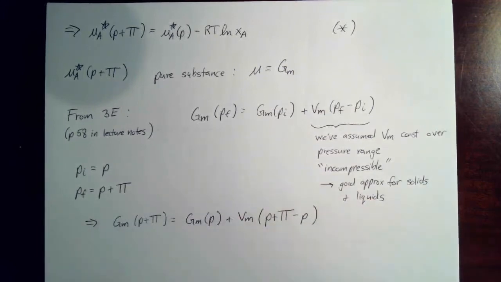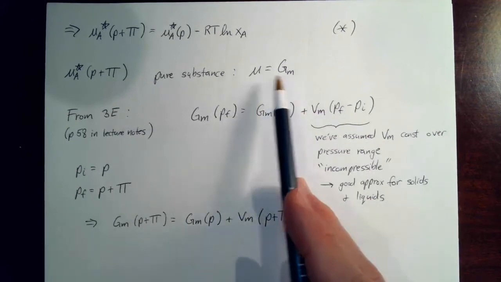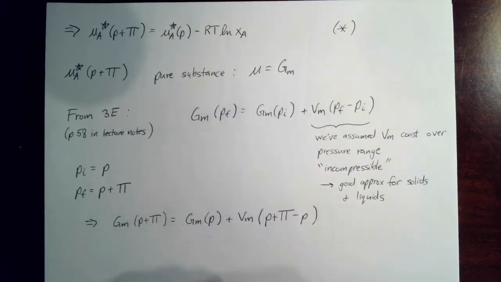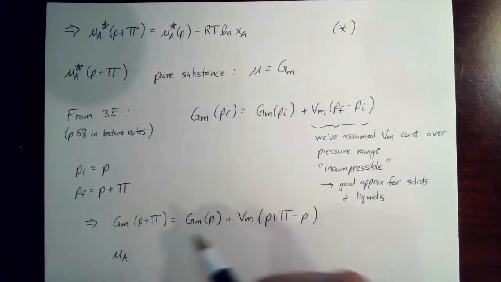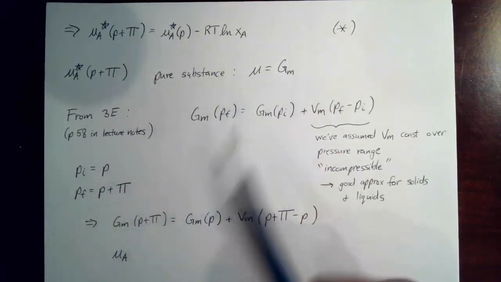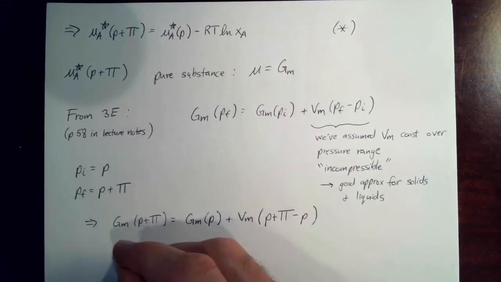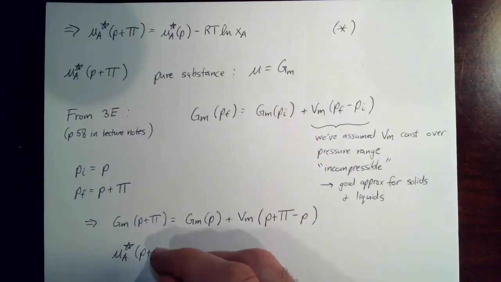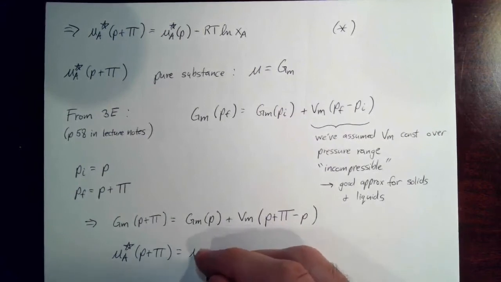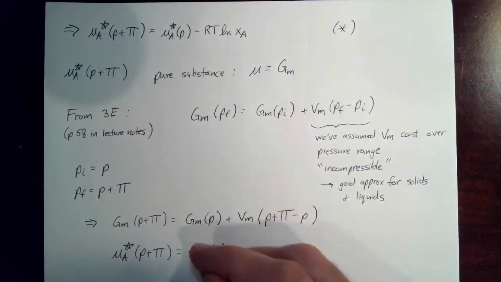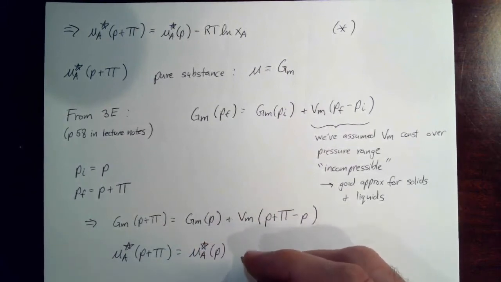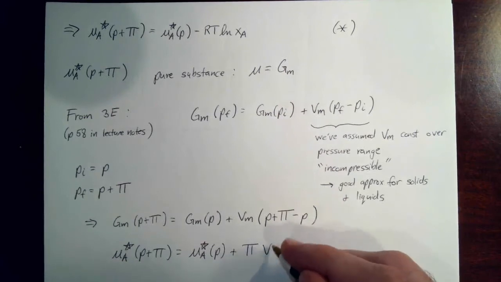And now I'm going to write this in terms of mu. Remember, Gm and mu are the same thing. We're dealing with a pure substance here. That's why we're allowed to use this. So I'm going to write mu A star of P plus pi equals mu A star of P plus pi times Vm.